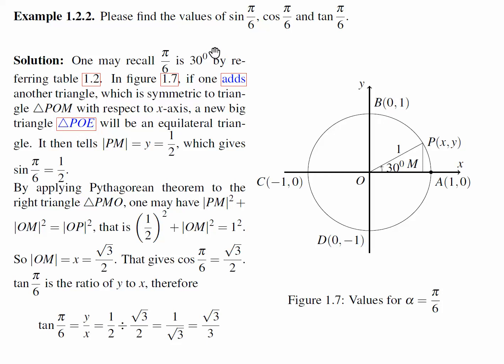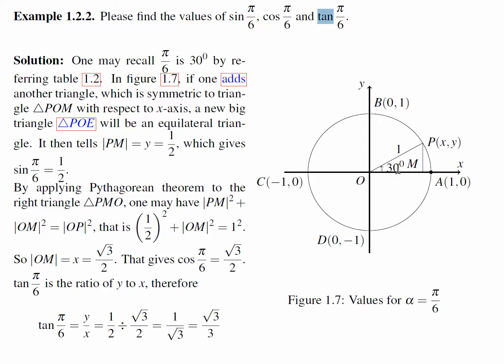Previously, we have introduced the definitions for sine, cosine, and tangent. In this video clip, we'll find out the values of these special angles, pi over 6. Pi is 180 degrees, divided by 6, which is 30 degrees. So right here is marked 30 degrees.